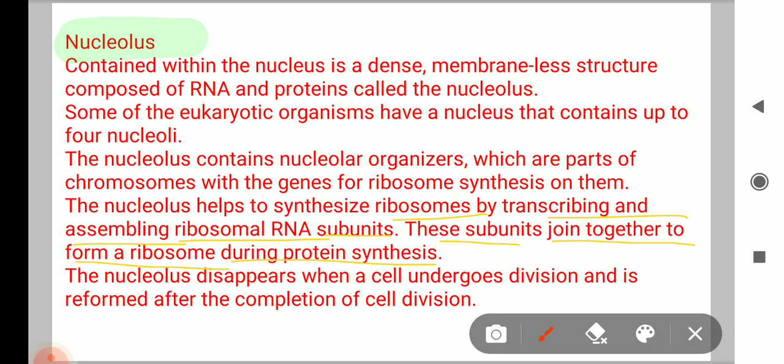The nucleolus disappears when a cell undergoes division and is reformed after the completion of cell division. When cell division occurs, the nucleolus disappears. When cell division is completed, then the nucleolus appears.